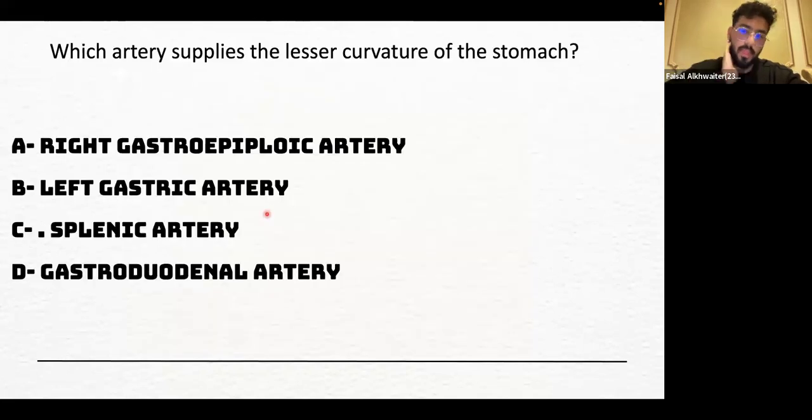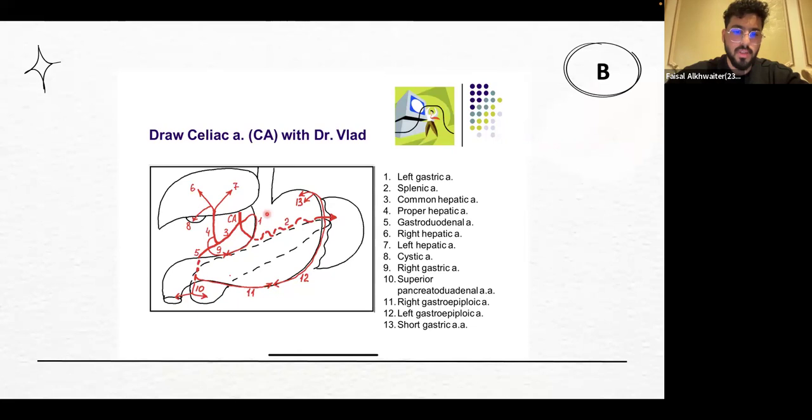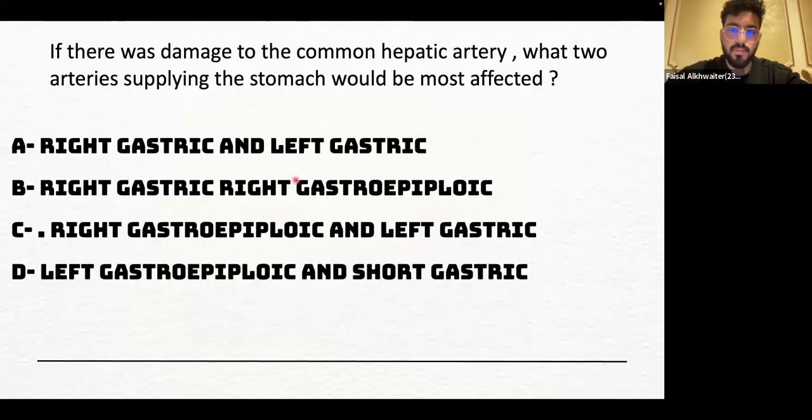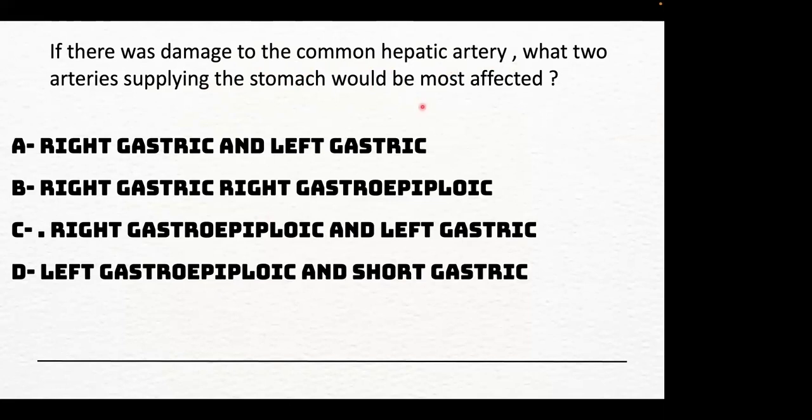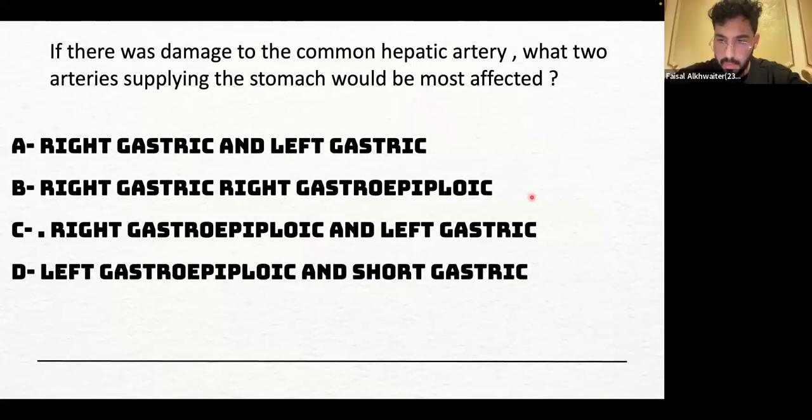Okay. Yeah, we just answered this. Okay, great. This is a nice question. If there was damage to the common hepatic artery, what two arteries supplying the stomach would be most affected? B. B. B. Yes, B. Okay, great.